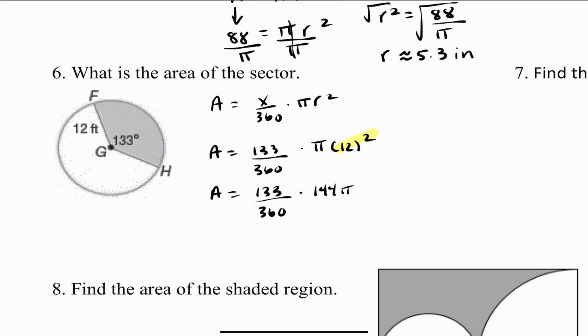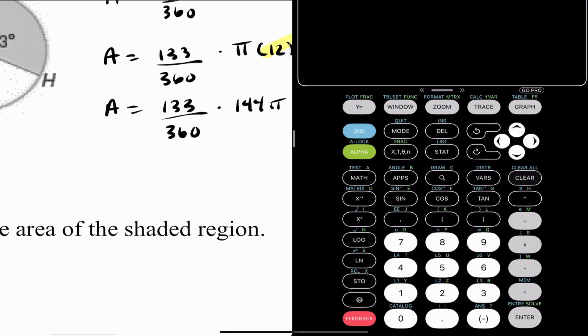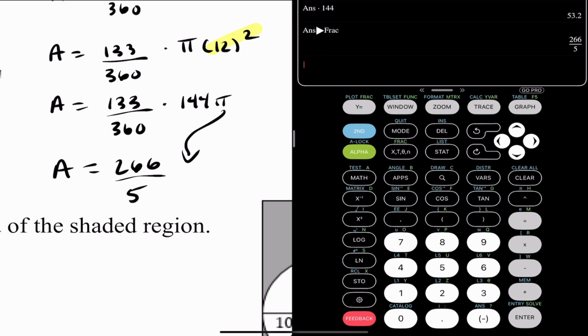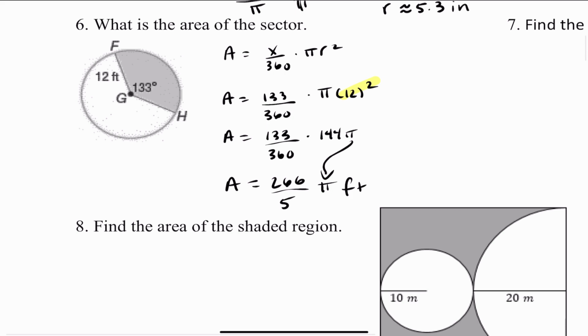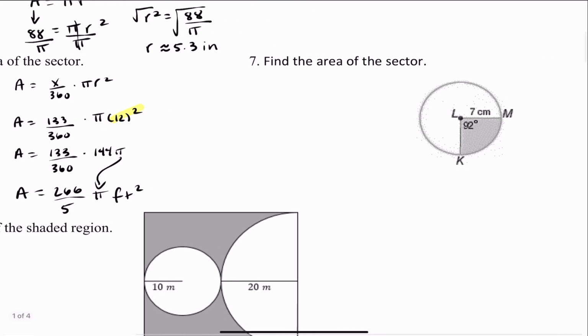And now I'm going to get my calculator out. There's my calculator. I'm going to do 133 divided by 360. Hit enter. Then multiply that by 144. Hit enter. Math, enter, enter. So your answer should be A equals 266 over 5 pi feet squared, or square feet. That's number 6.